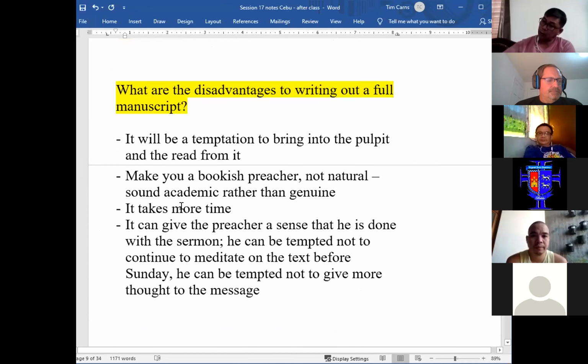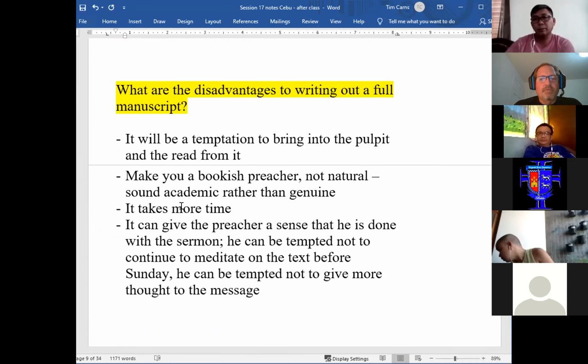So, okay, this is just to get us thinking about it. I strongly encourage preachers to write out their full manuscript, for all of these reasons. It really allows you to think through the whole sermon. Does it flow well? Does it make sense? Is it clear? Am I giving the right amount of time to each point? How long is the entire sermon going to take?